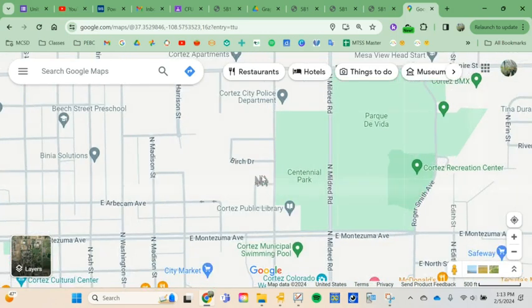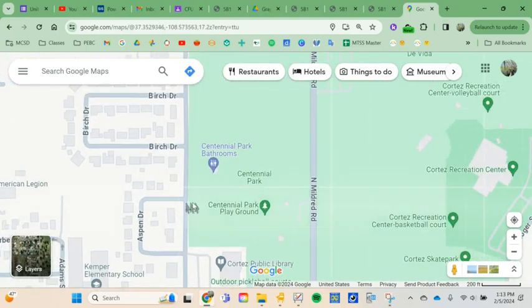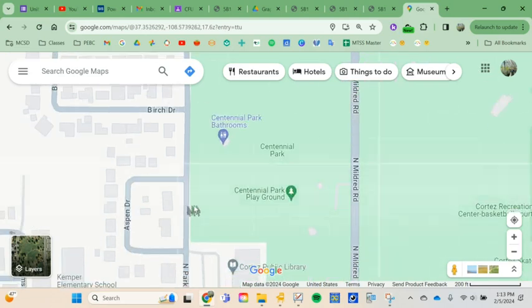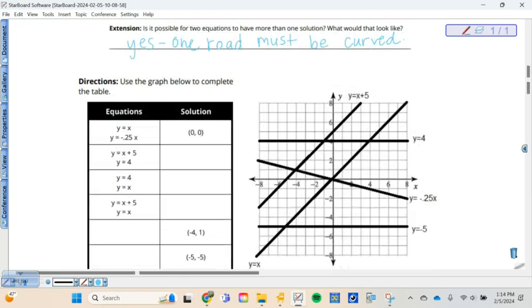Yeah, yeah. Look, this is Park. And I just know this because I walked my dog and I noticed Birch and then I noticed Birch again. And I thought, oh, well, this road has to curve all the way around. If it's intersecting with Park twice, then it's got to curve at some point. And same with this one, Aspen, it curves. And so there's two intersections there. Okay.